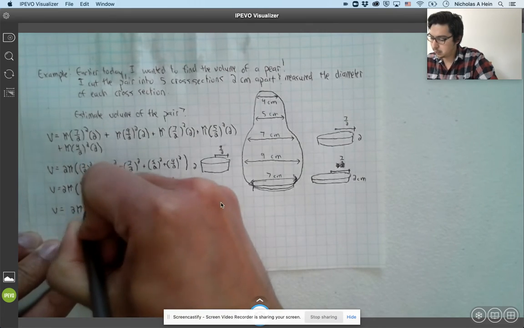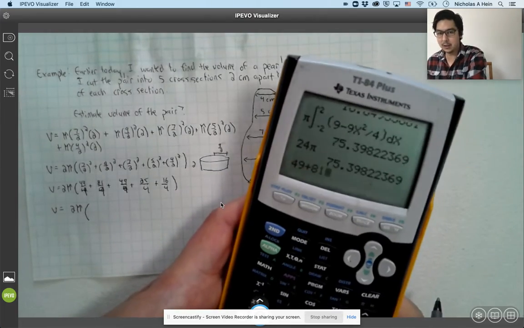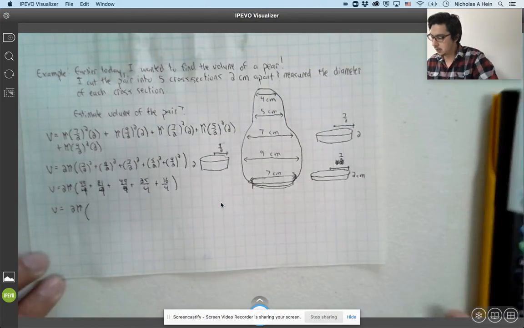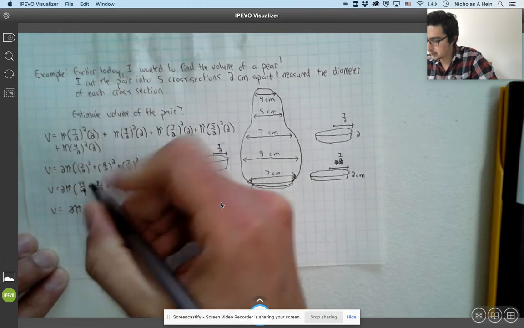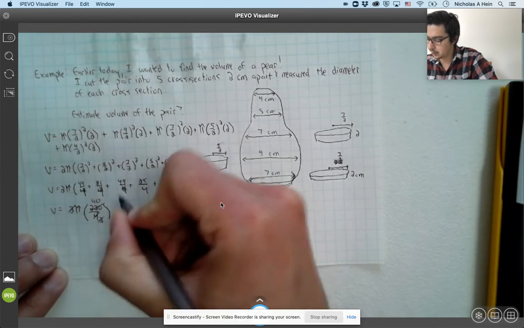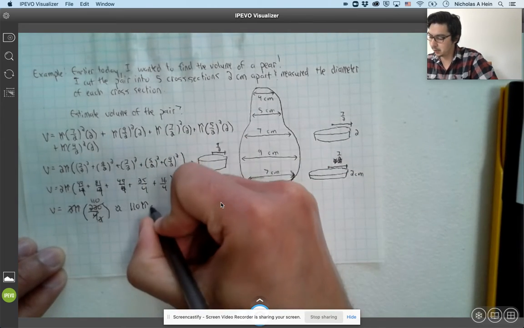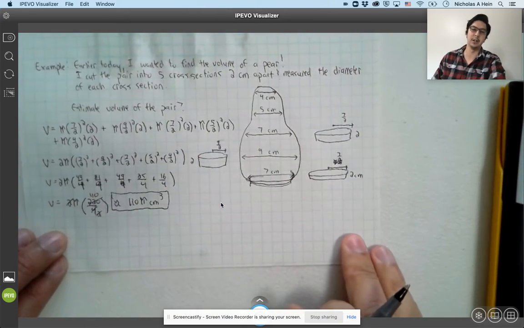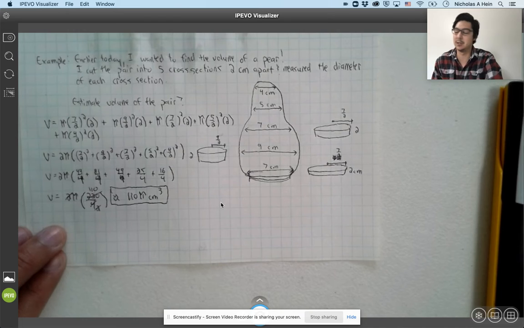Adding all that up, 49 plus 81, I'll use my calculator for this one. 49 plus 81 plus 49 plus 25 plus 16 is 220 over 4. That would go to 2, and 2 and 220 would go to 110. So my estimated volume here is going to be 110 pi centimeters cubed. And there's an estimate of the volume of that pear using this method of cross sections of cylinders. Not even as cylinders. I take cross sections and they naturally become cylinders.